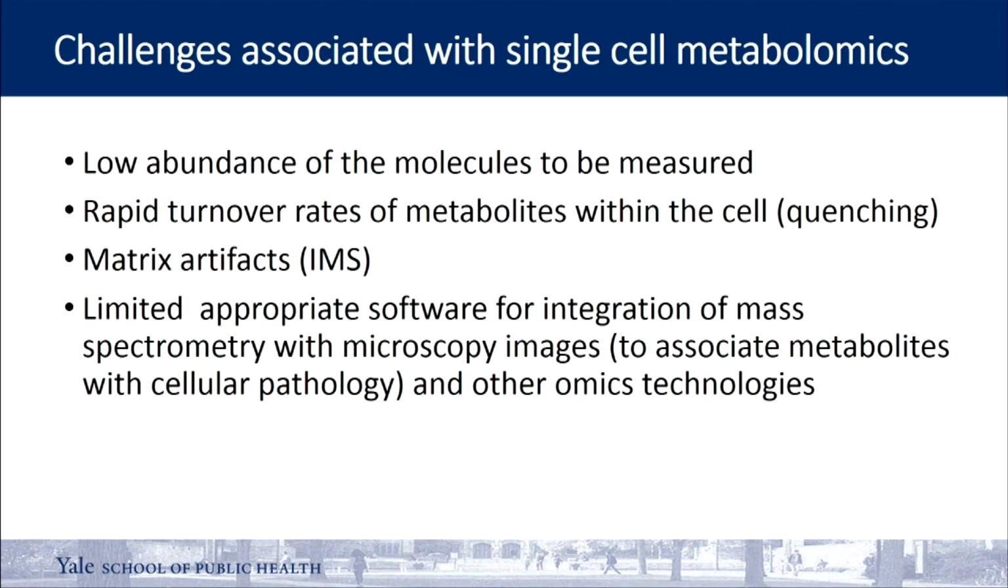Especially in mass spectrometry imaging, you have to use a matrix to help the ionization. In this particular case, some of the matrices develop artifacts. In other words, they generate some ionizable molecules that have nothing to do with your phenotype. Finally, and the most important here, is the limited appropriate software for integration of mass spectrometry with microscopy images and other omics technologies. I think this is the biggest challenge.